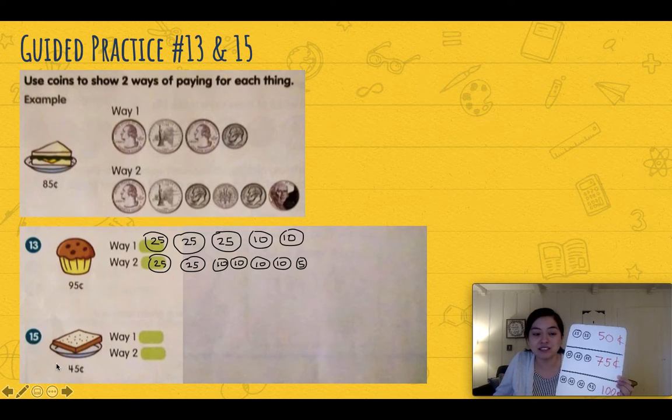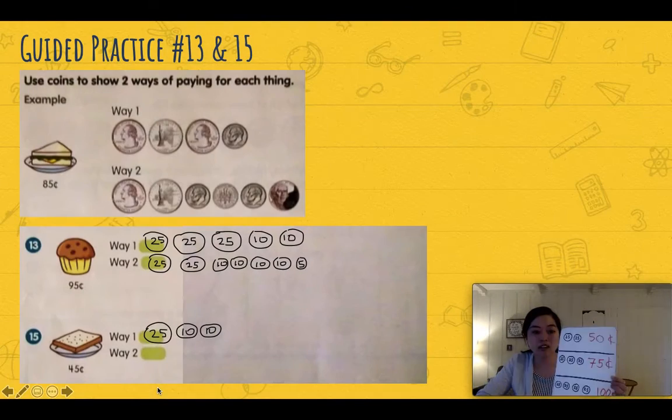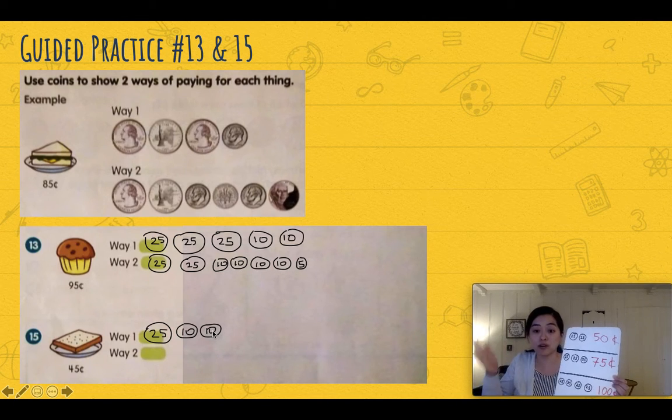All right, let's look at 15 here, okay? Number 15. So the first way is I'm going to just add a quarter, because if I do 2 quarters, it's 50 cents, and that's over 45 cents. So I'm going to just add 1 quarter. Then I'm going to add 2 dimes, 25, 35, 45. Oh, perfect. That's enough.